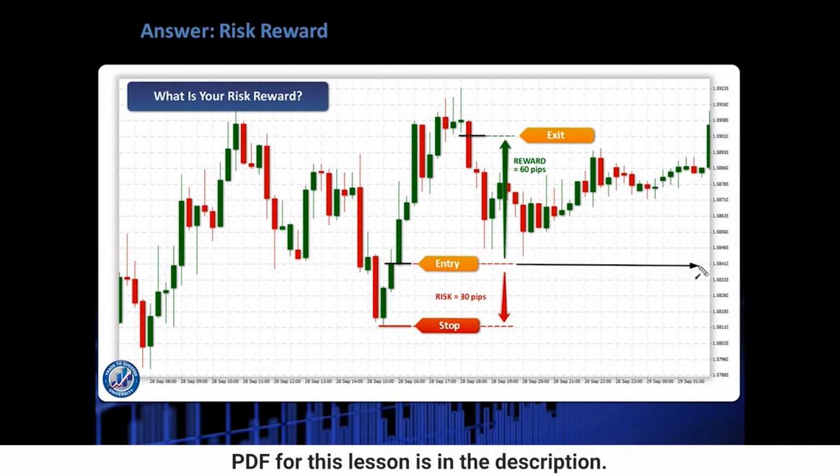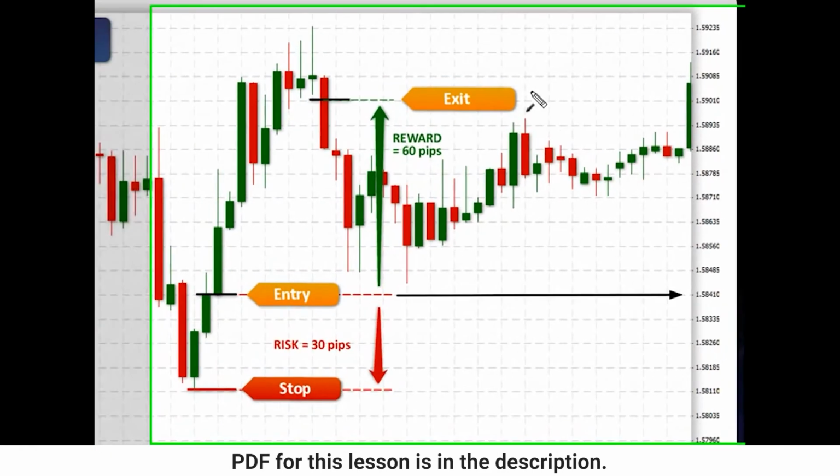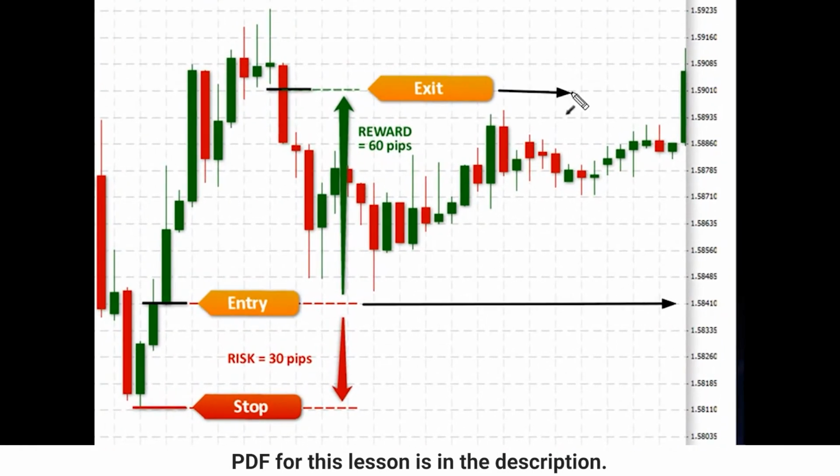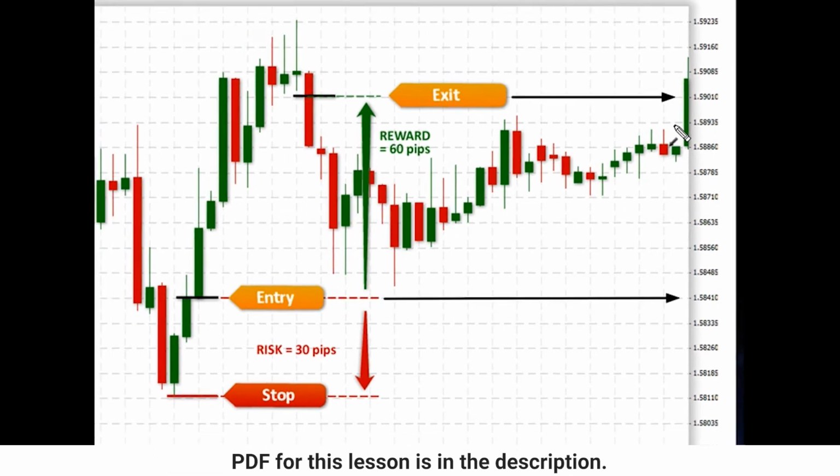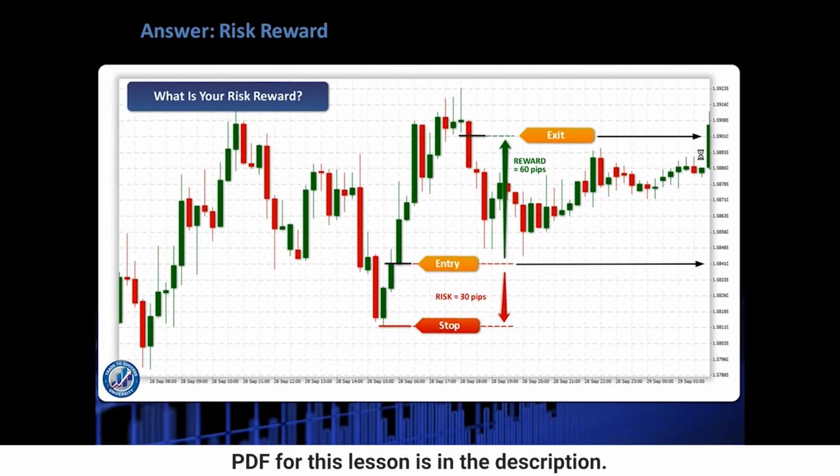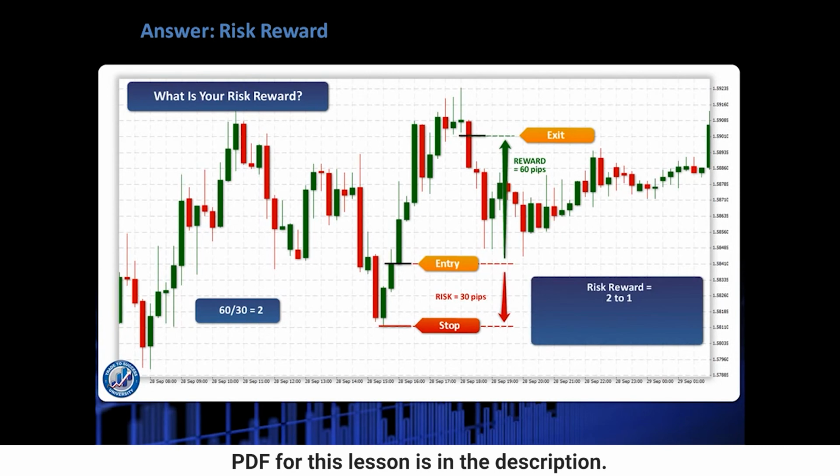And then our reward is 60 pips. Our entry is 1.5841 and our exit, which is our target, is 1.5901. So let's forget the 1 before the decimal place. 5901 minus 5841 is 60 pips. So what is our risk reward? 60 divided by 30, which is our reward divided by our risk, which equals 2. So our risk reward is 2 to 1.